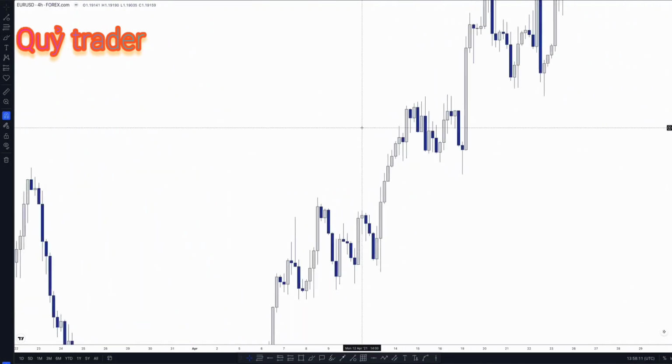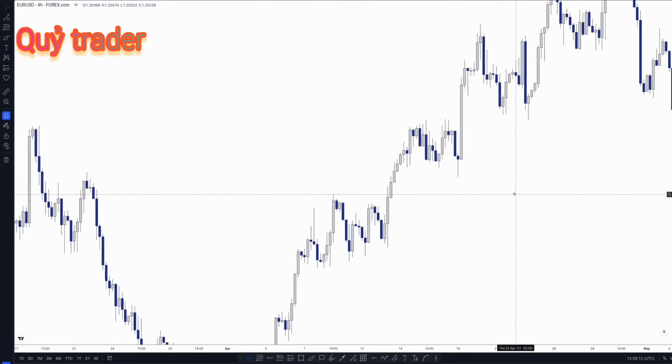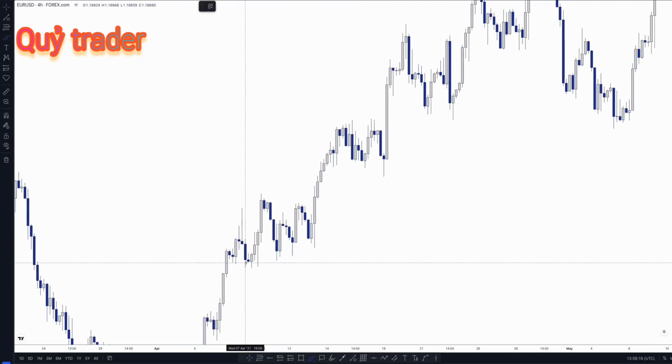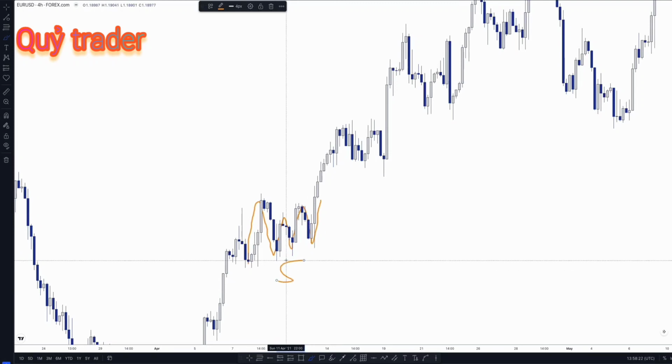Even on a more granular level, if you really zoom into price, let's take a look, what do we get? Or even down here, right? We get that ascending trend line, people buying that trend line high, and then we get liquidity resting below that.